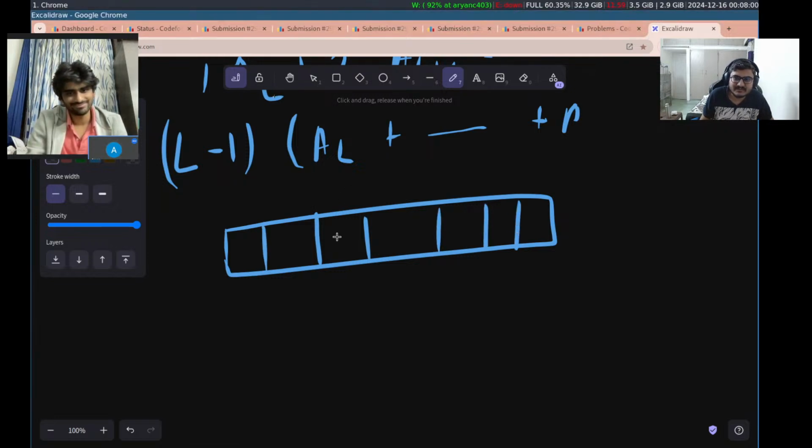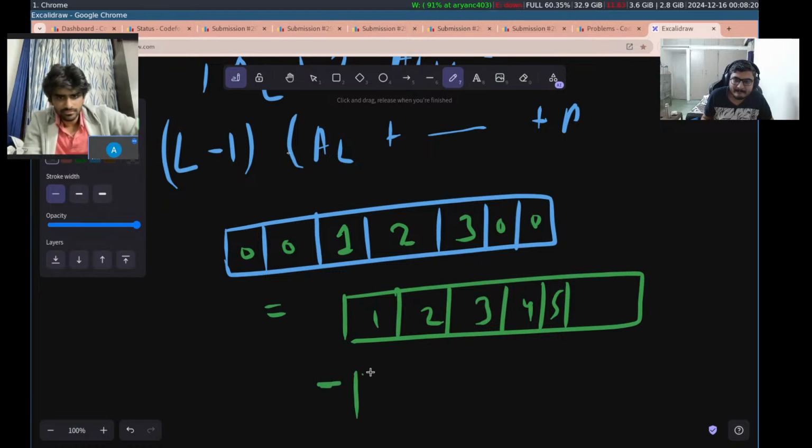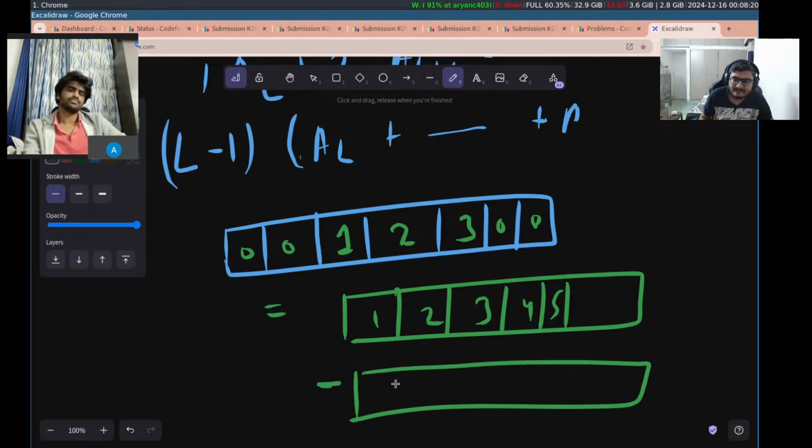We want this, right? This multiplied by 2, this by 3, this by 4, and all the rest multiplied by 0. The idea is you can look at this like this: 1, 2, 3, 4, 5 and so on, and then subtract this part.